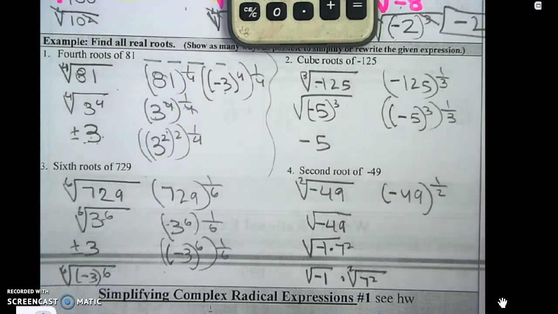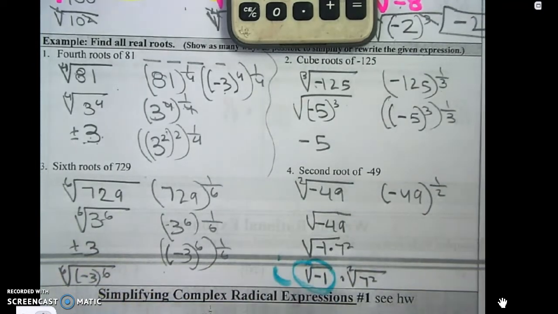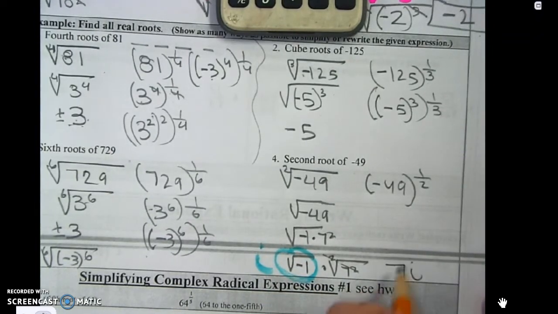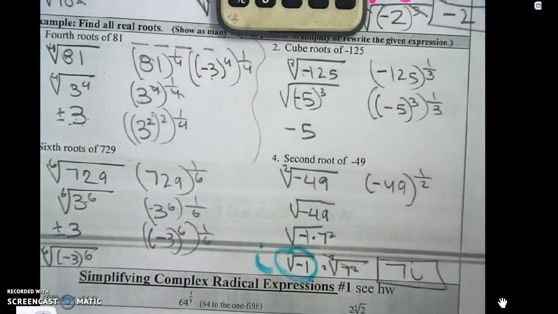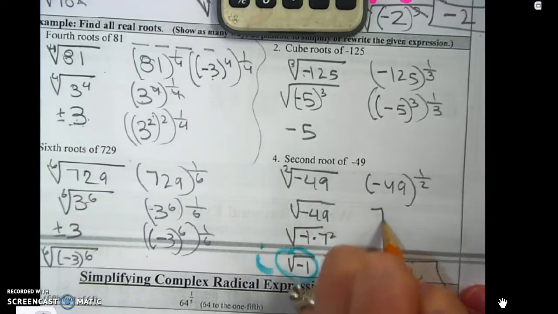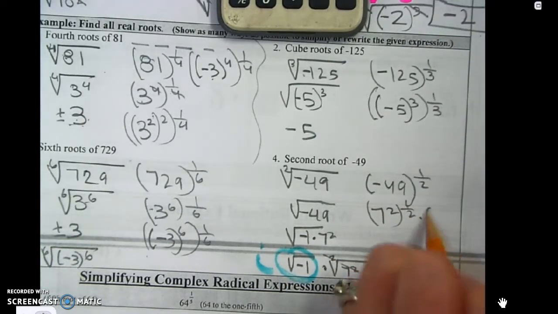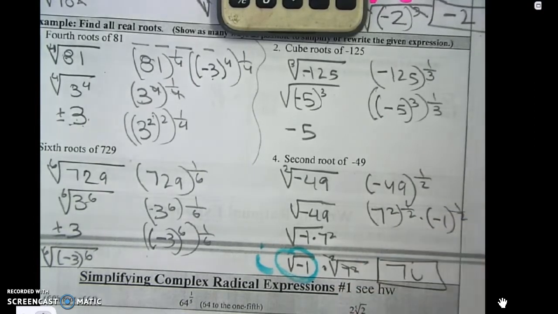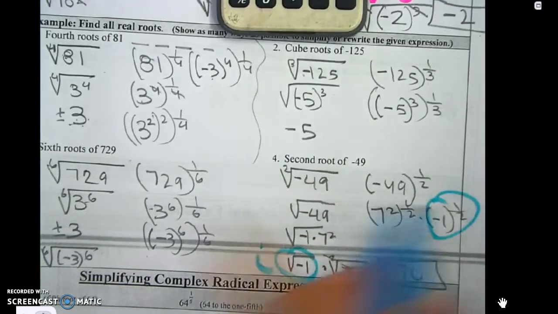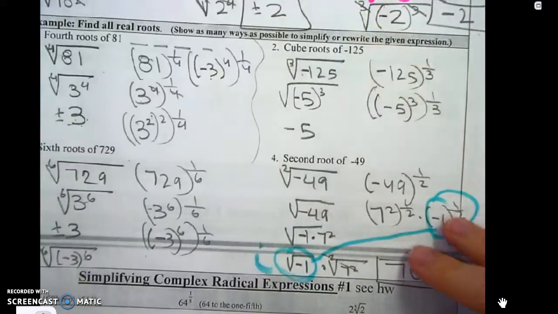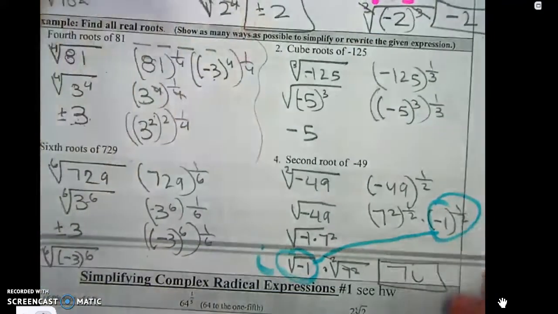This should remind you of imaginary numbers, the letter i. When you simplify that, your answer is 7i. I could rewrite this as 7 squared to the 1/2 times -1 to the 1/2, where -1 to the 1/2 is just the square root of -1, which gives you your 7i. Let's look at the next one.